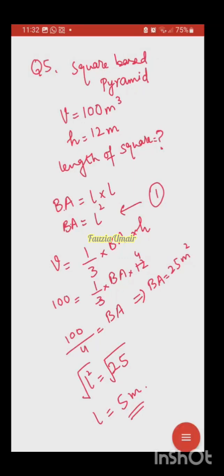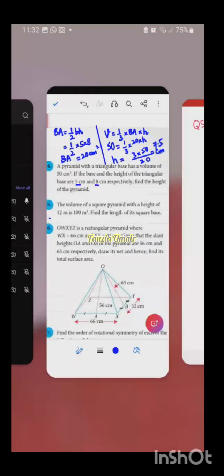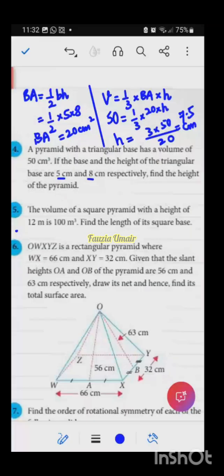All right, very good. So now comes question number 6. It is about a rectangular pyramid. The triangles might not be the same. We may draw the net of this. The net is in front of us, because we will write down all the measurements.